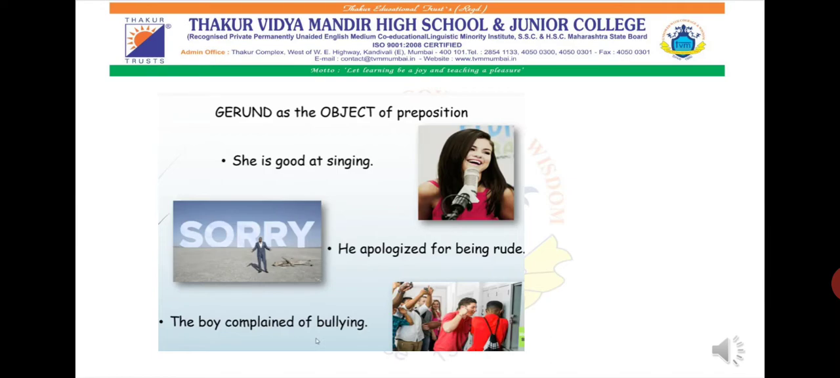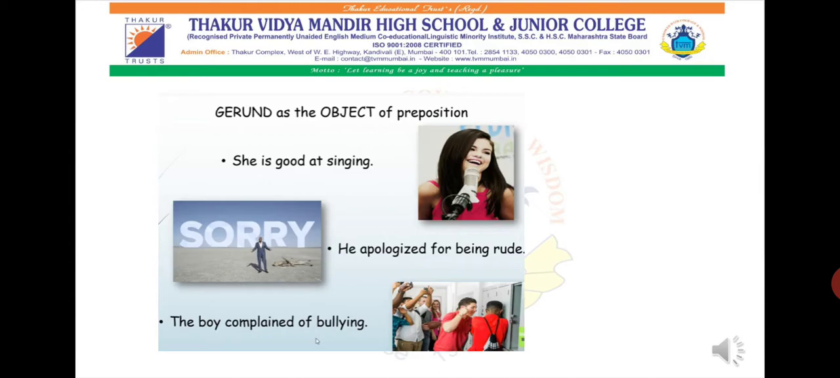The first one, she is good at singing. Over here, the gerund is singing, and at is the preposition whose object is the gerund. So in this sentence, singing is a gerund. The second sentence, he apologized for being rude. In this sentence, for is a preposition and being is a gerund. So being is a gerund and the preposition is for.